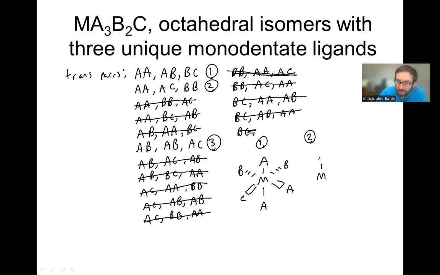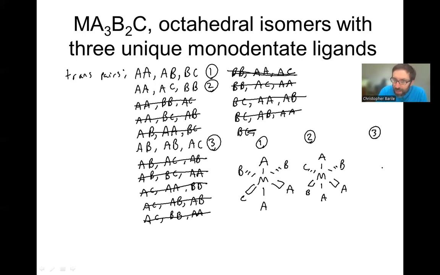Let's draw out structure 2. AA, again, trans to one another. But now we have A and C across from one another. And now, where I put these doesn't matter. I could put my AA here, my AC there, and there'll be some rotation, some symmetry element that would interconvert those. All right. And then I have my BB that's trans to one another.